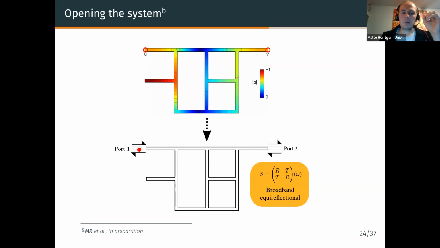So the reflection of the first port should not be equal to the second, up to maybe some specific frequencies. But what you can find here is, due to latent symmetry of the eigenmodes of the closed system, it can be easily shown that you have broadband equireflectionality, as we call it, between the 2 ports. As long as you are in the monomode regime, so as long as the frequency is low enough, for this structure here, R1 will be equal to R2 for all frequencies.